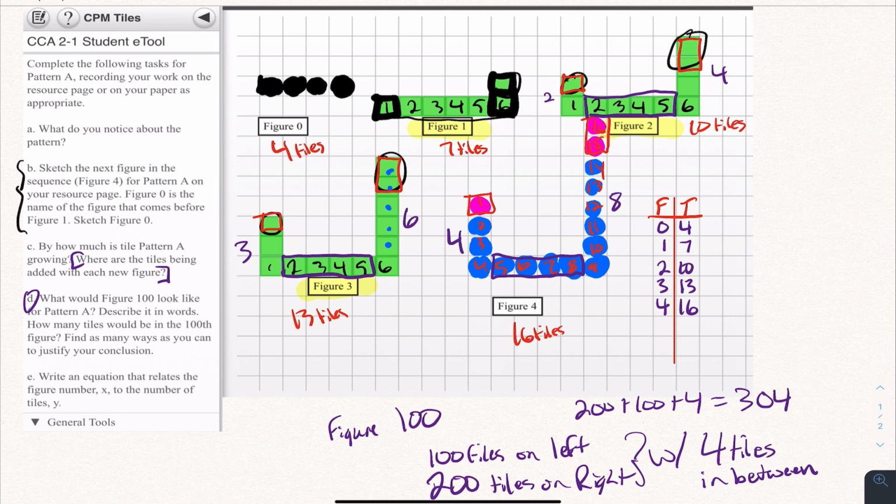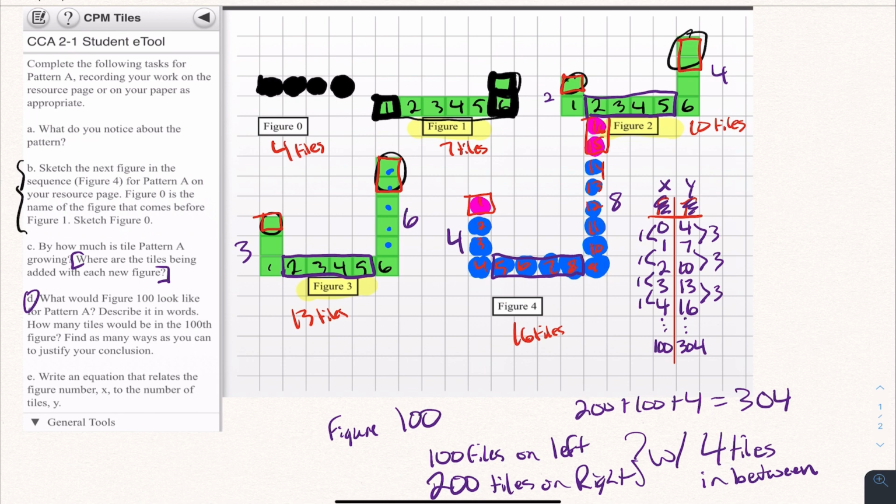So, part E, let's write an equation that relates the figure number x to the number of tiles y. So if we look at our table, and we change f, or figure number, to be x, and number of tiles to be y, we see that as x increases by 1, our y value, or our number of tiles, increases by 3.